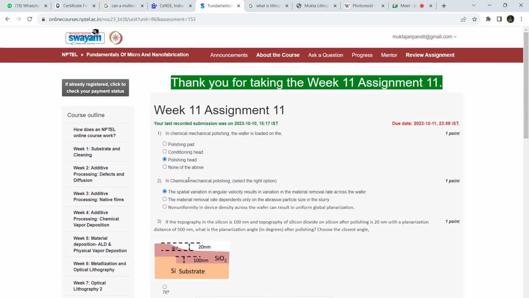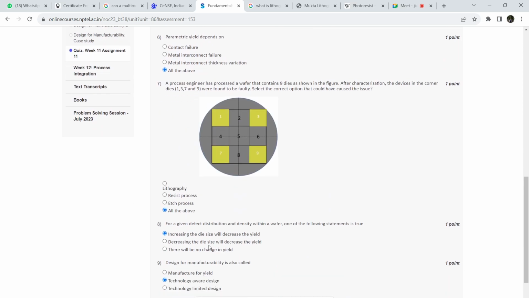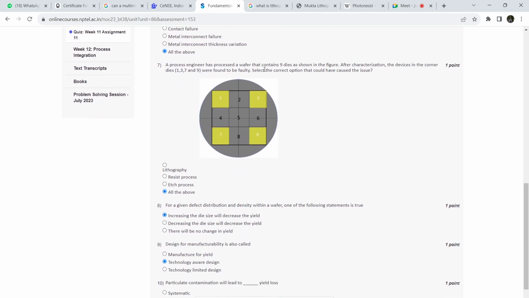I have put my answers for question number 7, but I just put whatever I felt was okay, and they might not be correct. I'm worried about the approach, how the options are given. The question says to find the fault in the corner dice, and what is the cause of the faults in the corner dice.